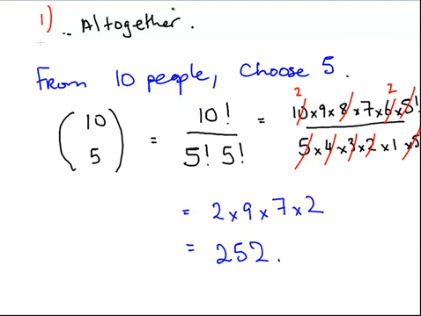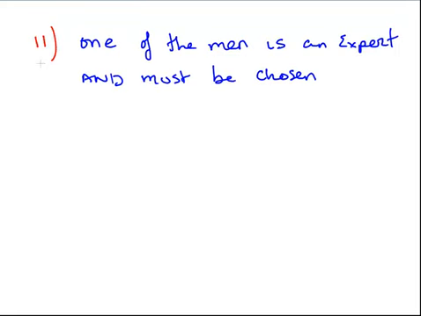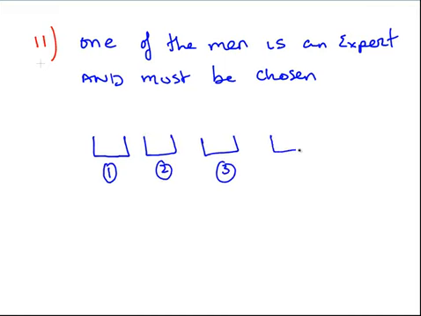The next part is if one of the men is an expert. If one of the men is an expert and must be chosen, so it's one of the men in particular who must be chosen. So essentially what we have is 5 positions, position 1, position 2, position 3, let's say. These are just position indicators. And let's say one of the men, let's call them A, B, C, are the men.